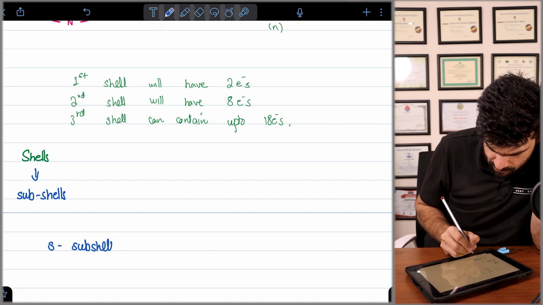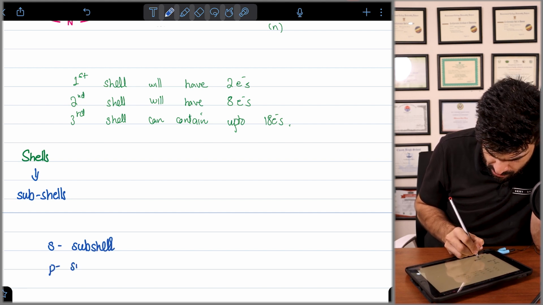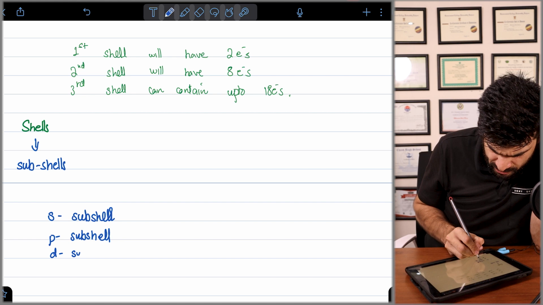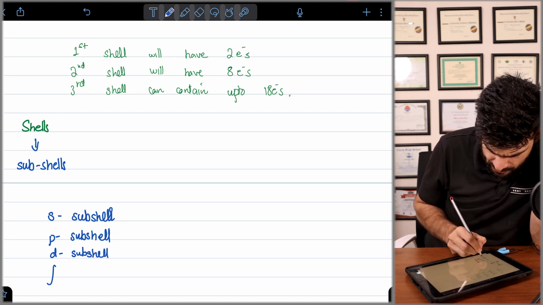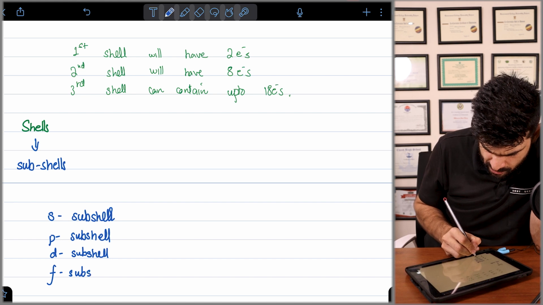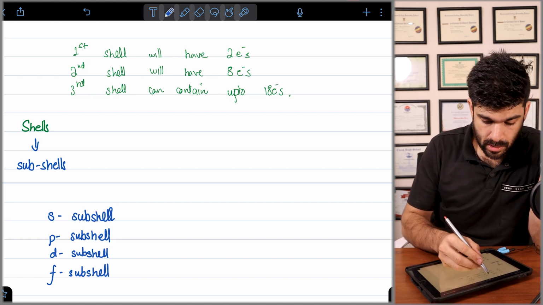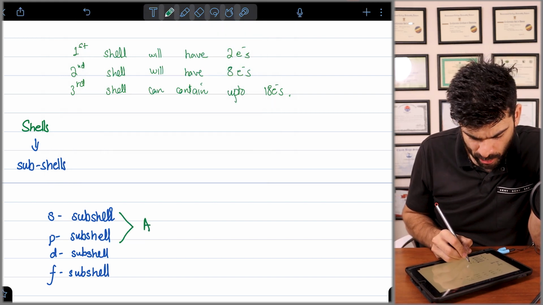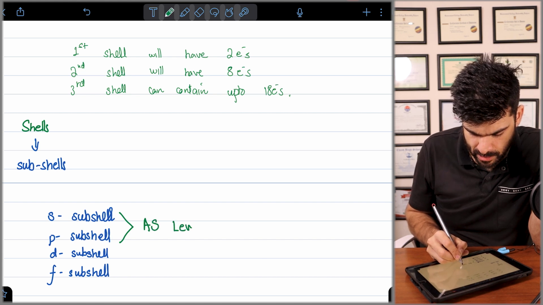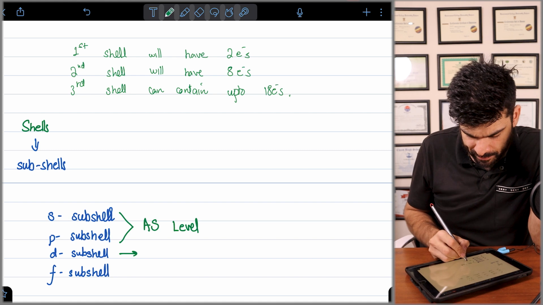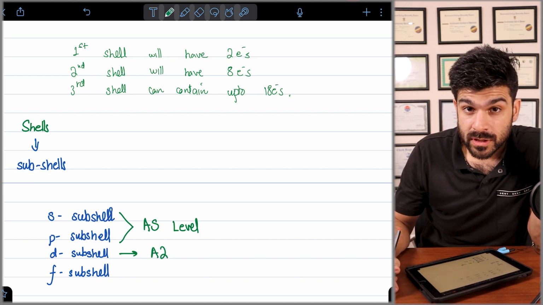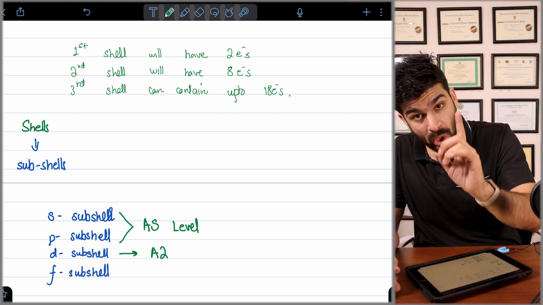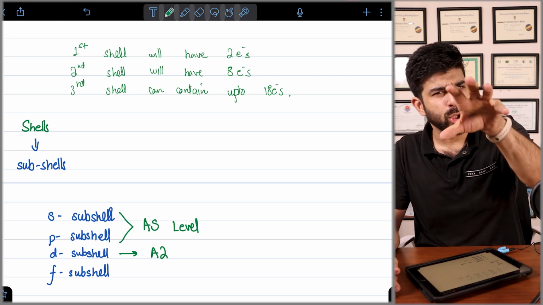S subshell, P subshell, D subshell, lastly, F subshell. You're lucky enough that in AS level, that is what you have to cover: S and P subshell. D will come in A2, and a very important chapter for A2 students, transition elements. And from the last year's trends, most of the questions are coming from that one chapter. D subshell is also important. So the concept would be here.